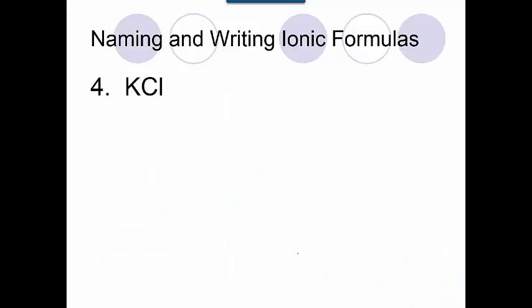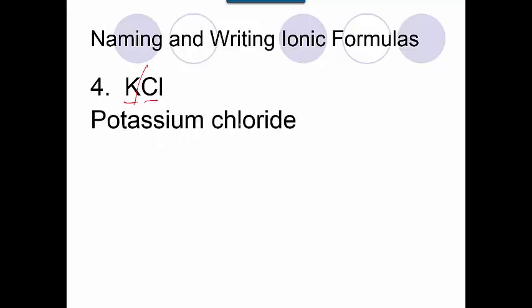All right, moving along, we have KCl. Now this one, notice it only has 2 elements, so we know that these are off our periodic table. We have K, which is potassium, and then chlorine. But remember, when it's off the periodic table, the rule was that the ending had to change to -ide. So we would end up with potassium chloride. Potassium, by the way, is in group 1, so no Roman numeral.